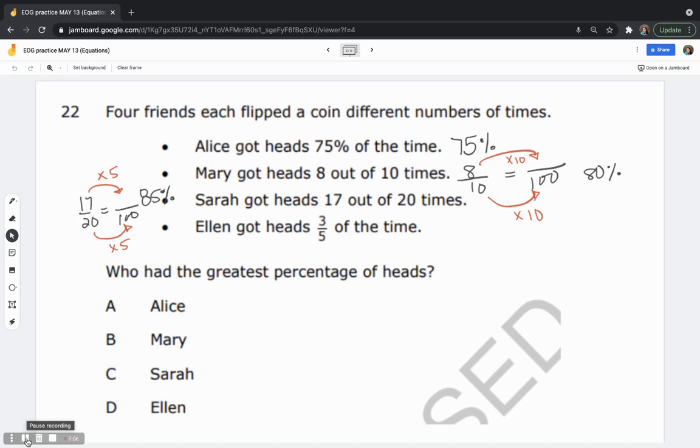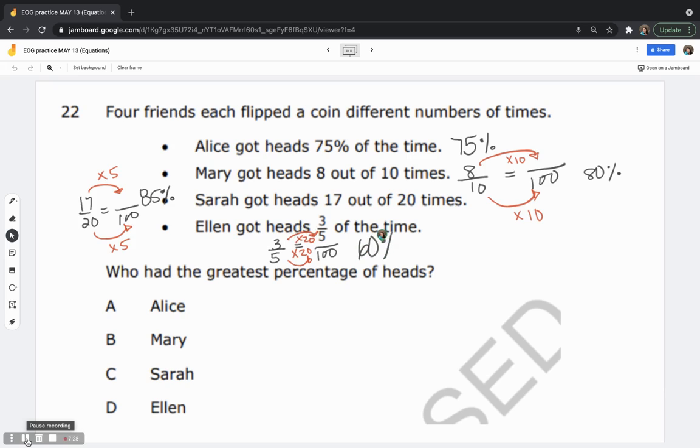And then it says Ellen got heads 3/5 of the time. So 3/5, we want to know how much out of 100. So to get from 5 to 100, I have to multiply by 20. So I would do the same thing up top. And 3 times 20 is going to give us 60%.